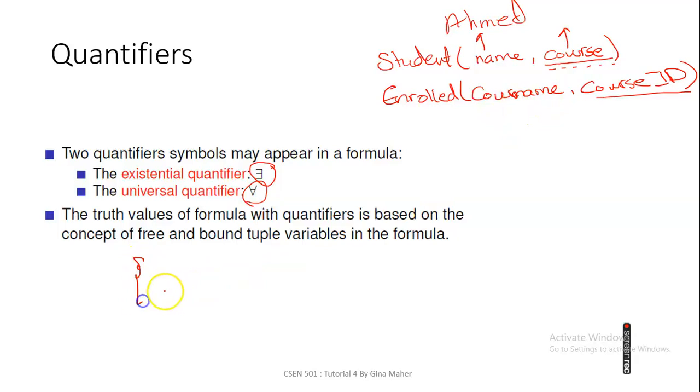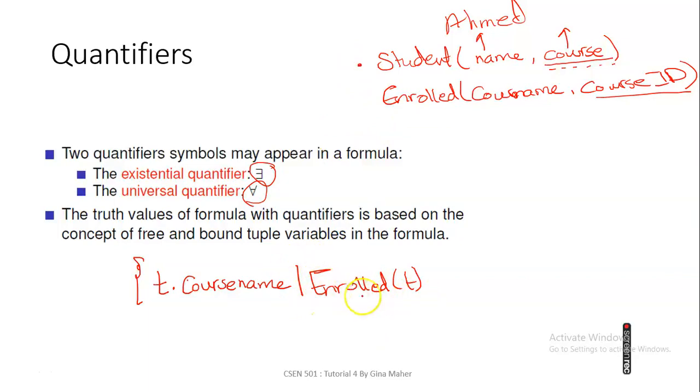So we are going to write here t, or any other letter, dot course name. This is the output, right? And we need to specify what this t represents. This t is a variable of relation enrolled. Okay, so we are going to write Enrolled(t). Are we done yet? No, because we want the course name that Ahmed took. So we need to use this table, this relation.